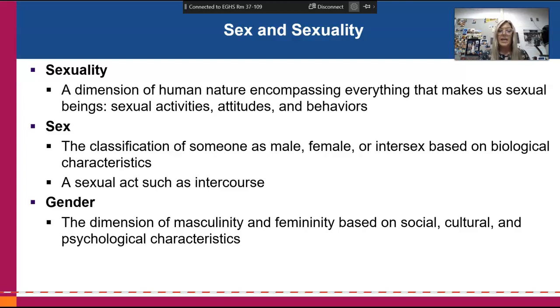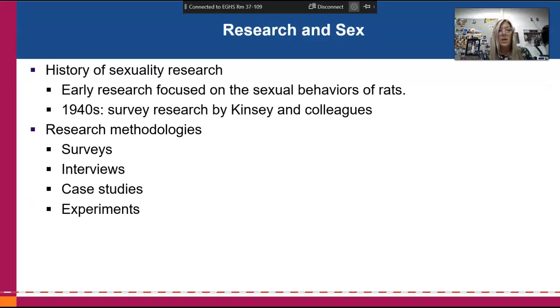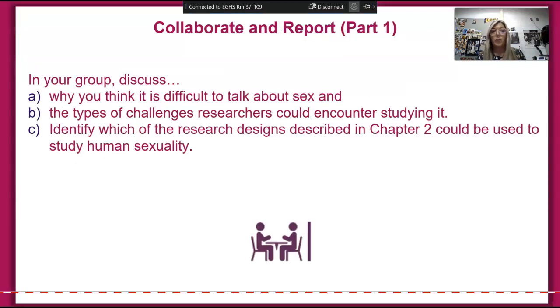And then gender is different. Some people get sex and gender confused, but gender is the dimension of masculinity or femininity that one feels based on their social, cultural, and psychological characteristics. So those are just the three terminologies. As for the history of this research, the early research focused on rats, because a lot of animal studies were used when looking at different characteristics. The methodologies use surveys, interviews, case studies, and experiments. So when researching sex, these are the research methods that are currently used.